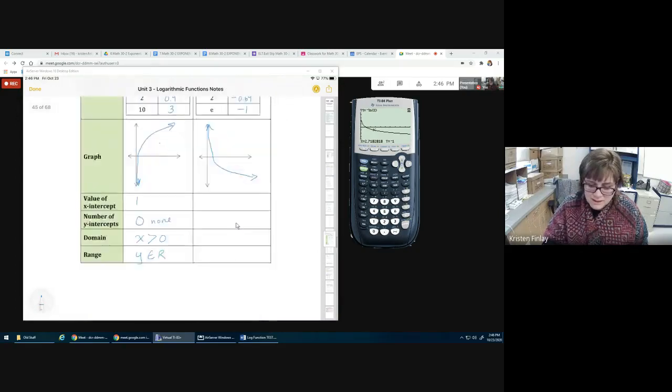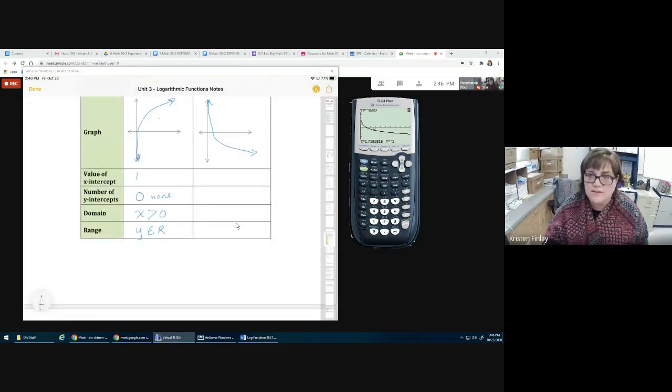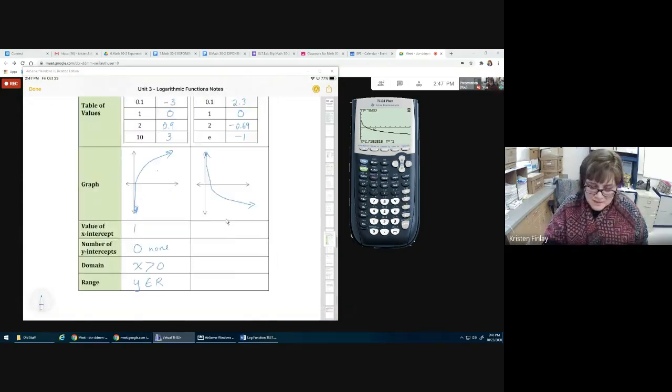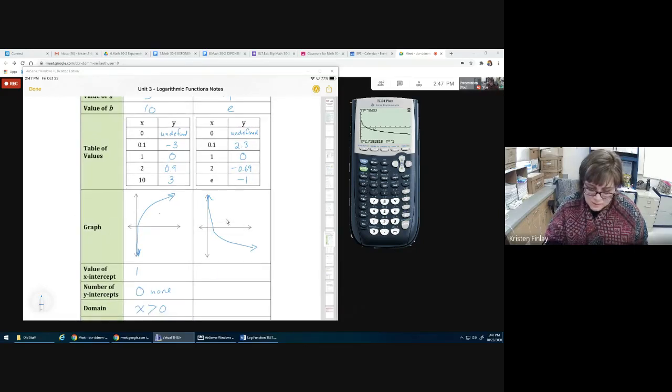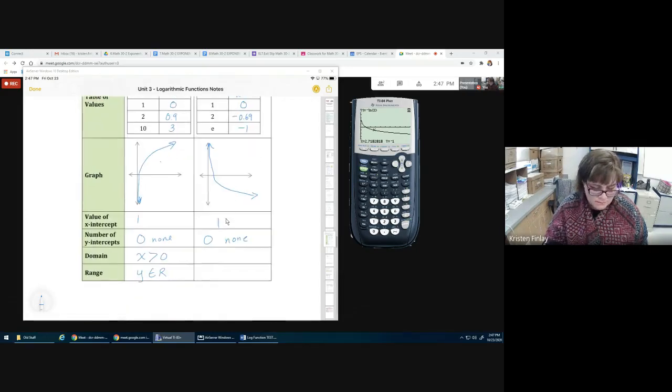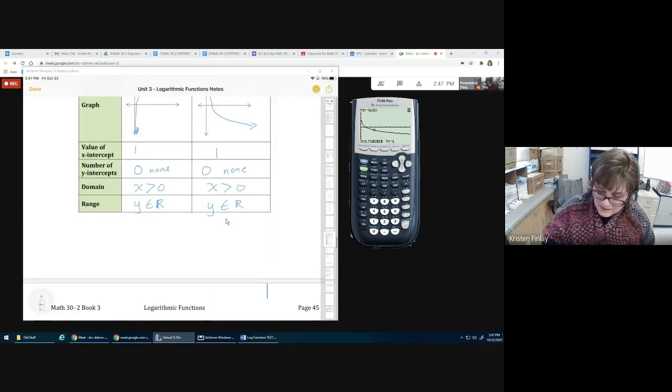Now let's look at the rest of this table. Value of the x-intercept. Well, the x-intercept happens when y equals 0. It equals 1. Number of y-intercepts, 0. There are none. Domain, x is greater than 0. And the range, y is in the set of reals. I like doing the double bar. Okay, so a little bit of an exploration there with those logarithmic functions. Got to say them right.